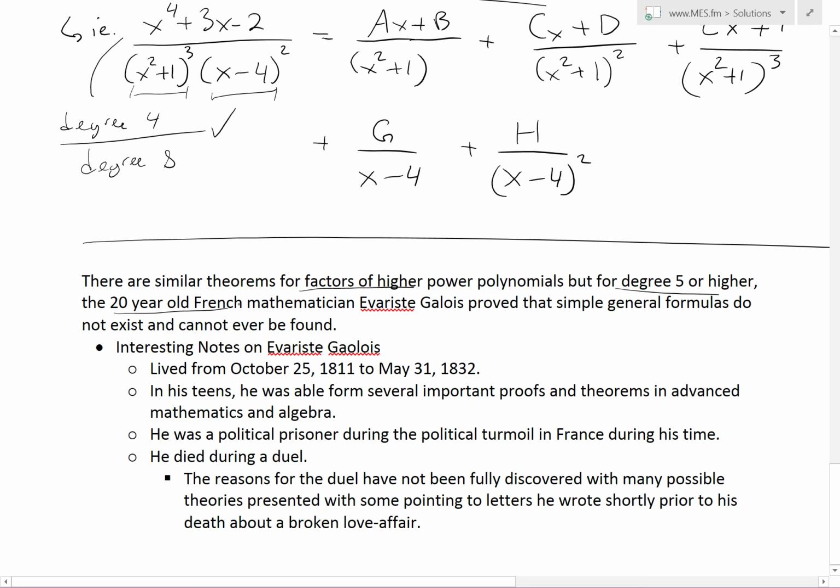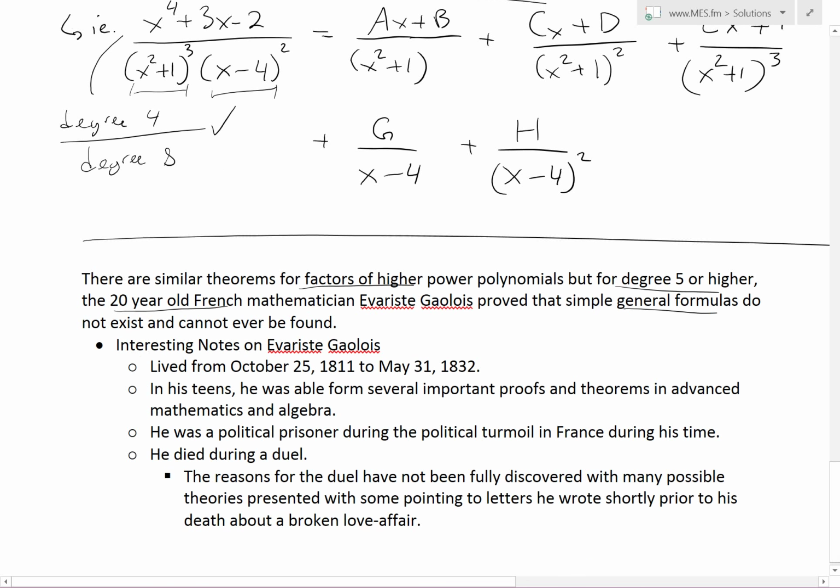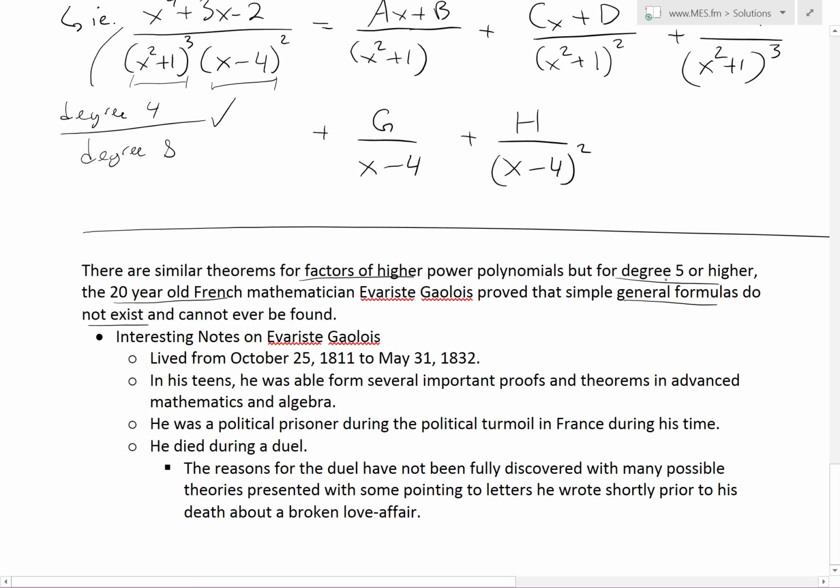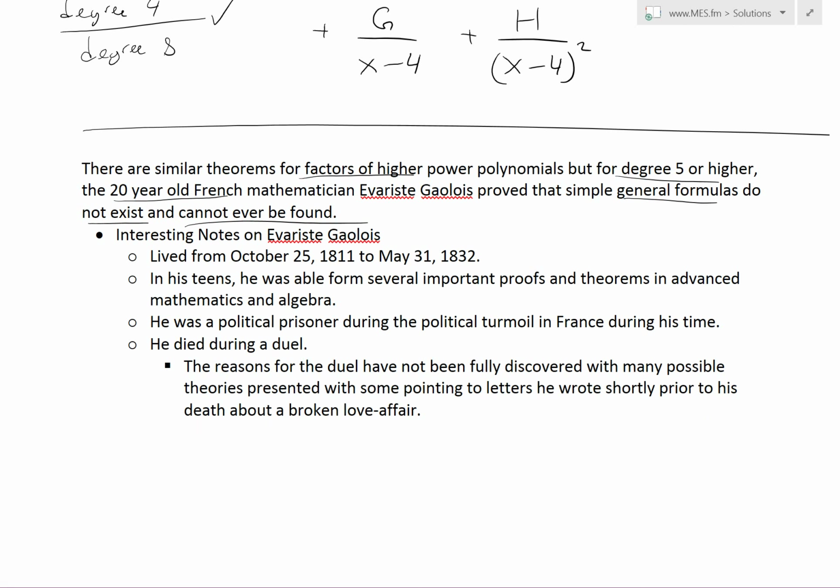The 20-year-old French mathematician Evariste Galois, actually there's an O in there. Let's put the O. So that's how you spell it, I think. It's something like that. And he proved that the simple general formulas that we just showed over here for these cases do not exist for powers of 5 or higher and cannot ever be found. I'm not going to go over that proof. It's pretty intense.